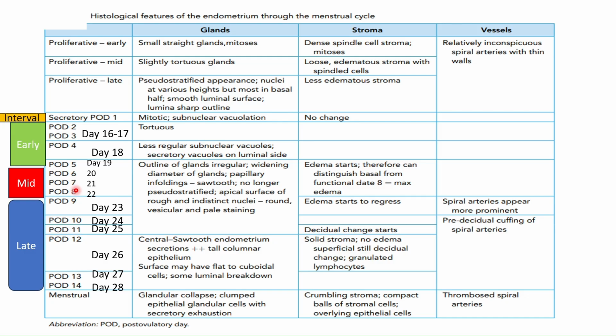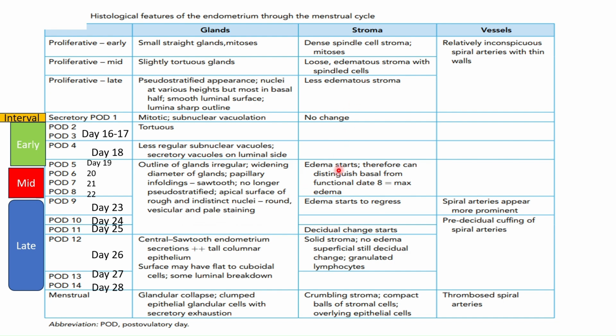POD 5, 6, 7, 8 and 9: if we see in these days, the gland shows irregularity, widening of diameter, papillary infolding, sawtooth appearance, no pseudostratification, the apical surface is rough, and indistinct nuclei, which are round, vesicular and pale staining.